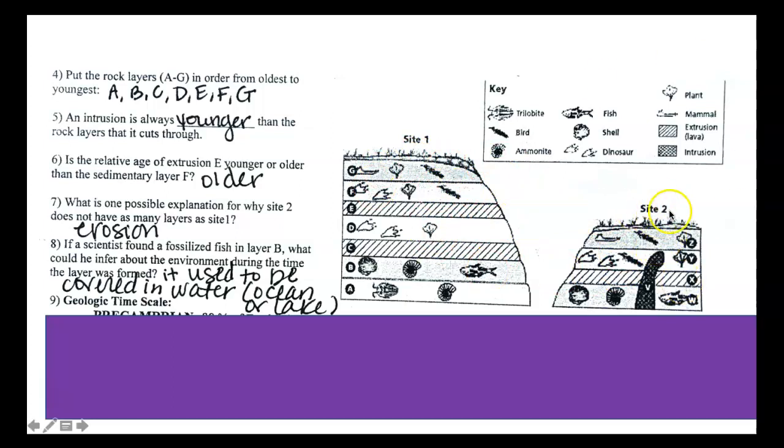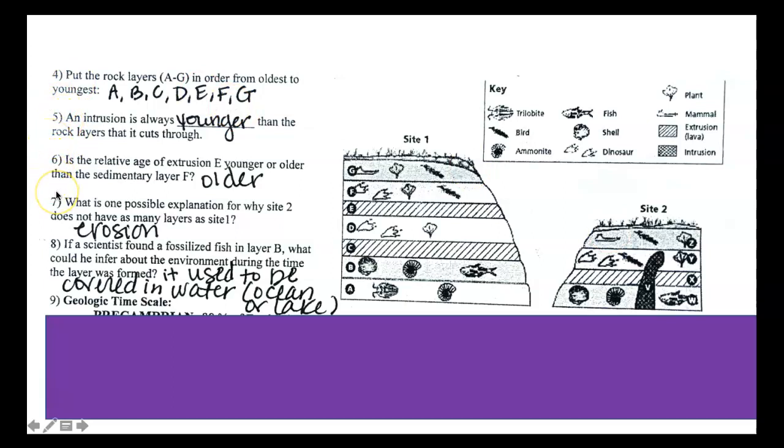Now, if we look at this one at site 2, we're going to have layer W as the oldest, and then X, and then Y, and next is going to be V, and then Z would be the youngest. And we know that Z would be younger because the intrusion only formed up to this point in letter Y. And remember, intrusions are always younger than the rock layers that they cut through. So that is our answer number 5. Intrusion is always younger than the rock that it cuts through.